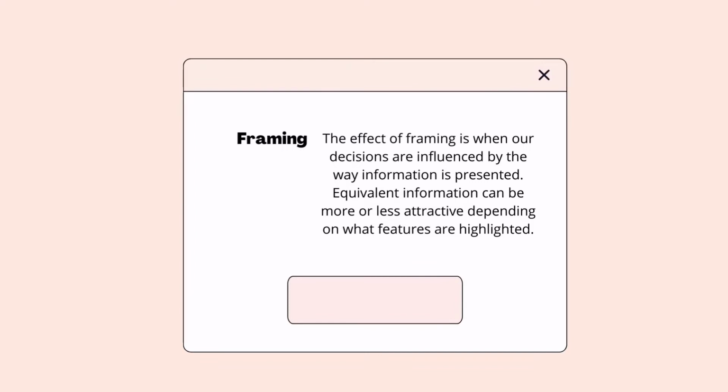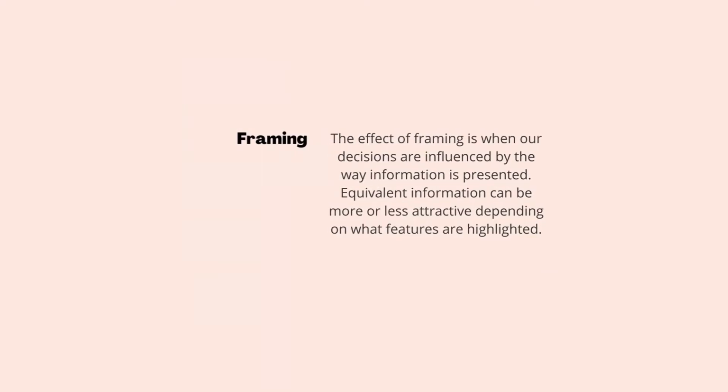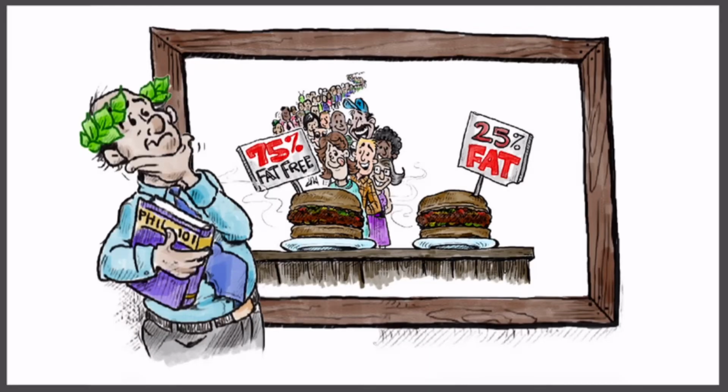Now, in any kind of decision making, context always counts. The simple reframing of a situation can produce totally different answers from the same person. For example, people would rather buy a hamburger made of meat labeled 75% fat-free than meat labeled 25% fat. In fact, when questioned, these people will tell you that the 75% fat-free burger tastes better than the 25% fat burger, even though the burgers are identical.